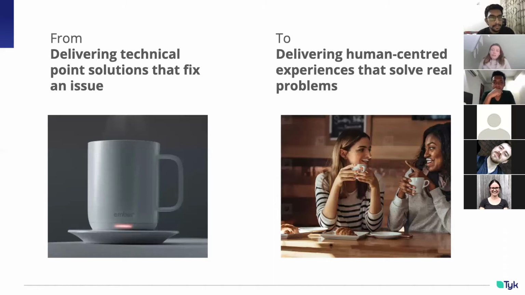The reason that this is important is we want to move away, in a lot of aspects, from delivering technical point solutions that fix one particular issue to actually delivering human-centered experiences that solve real problems. Because at the heart of user experience is that user, and human beings, we know, are powered by emotion rather than reason in a lot of cases. So it's really important to understand what experience you want them to be having when using your product.